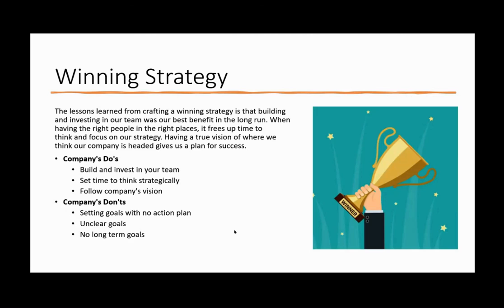And some of our company don'ts is setting goals with no action plan, which is basically setting goals without letting anyone else know of those plans, or basically keeping them a secret from everyone. Also having unclear goals, which is basically going into something without knowing what you want to do with that. And no long-term goals, and that's in terms of also going into something but not seeing what the outcome would be later on.